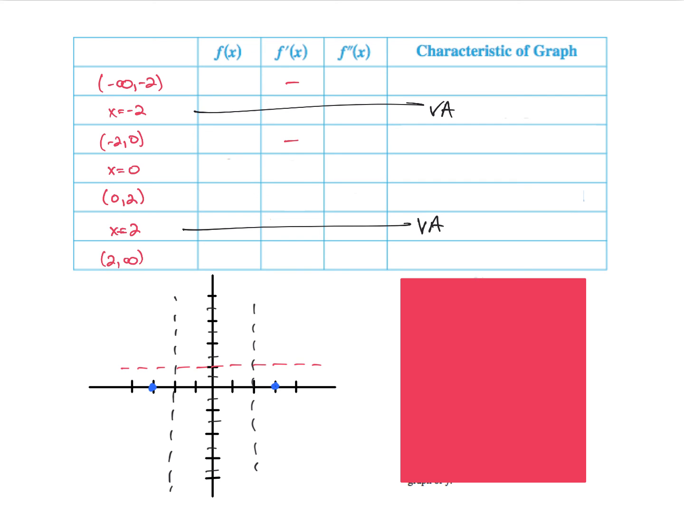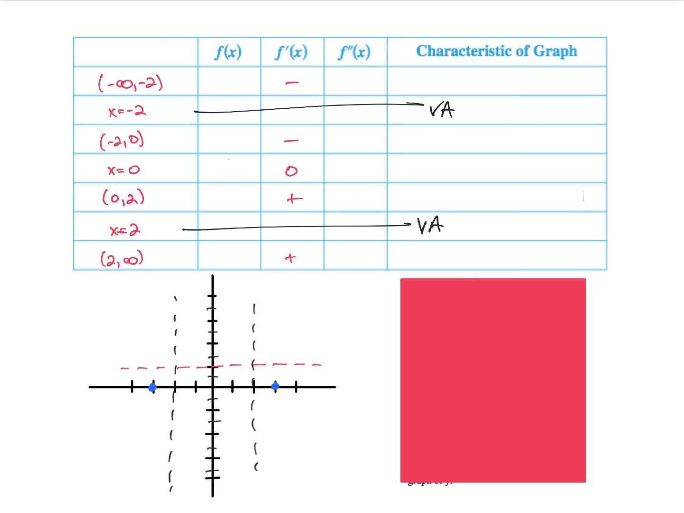If I substitute in 0, what do we get? We get 0. Okay, it's a critical number, right? If I substitute in something positive, it's going to be what? Positive, right? You see how we just worked with that real quick? All right, now let's work with our second derivative.